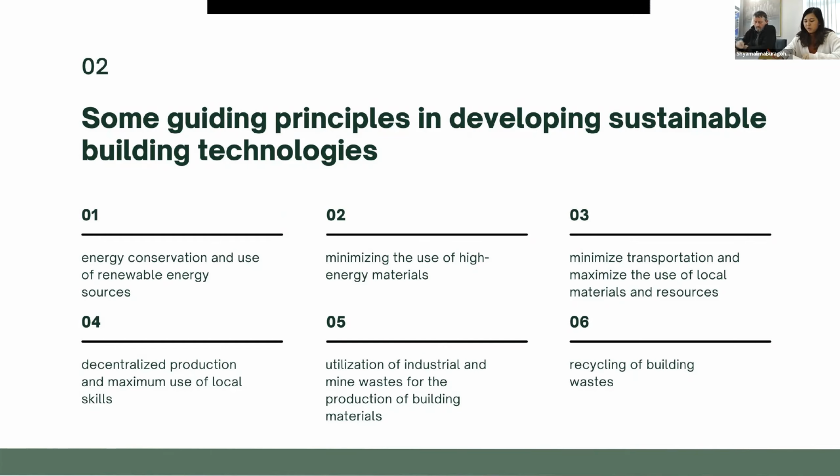Decentralized production and the maximum use of local skills involves promoting locally based manufacturing and using locally available resources and expertise to produce goods and materials, thereby reducing transportation emissions and supporting local economies. Digitalization of industrial and mine waste for the production of building materials helps to reduce waste and decrease the need for virgin materials, contributing to a circular economy and reducing the environmental impact of the building and construction industry. The recycling of building waste involves collecting, processing, and reusing construction and demolition waste materials, reducing the amount of waste sent to landfills and conserving resources.